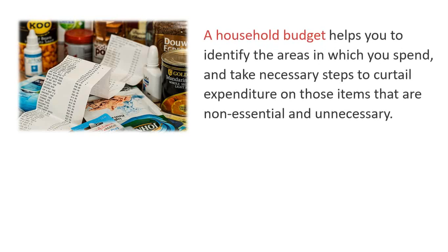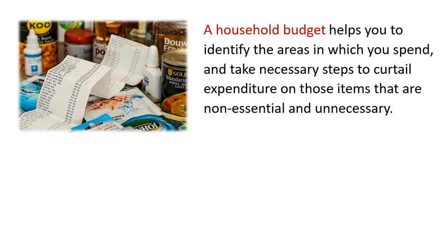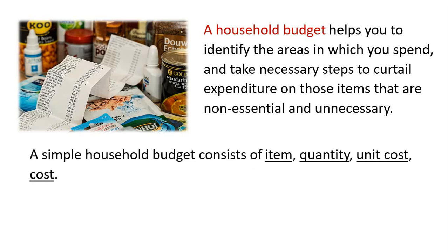What is the importance of household budgeting? Household budgeting helps you to identify the areas in which you spend and take necessary steps to curtail expenditure on those items that are non-essential and unnecessary. It helps you look at what is important and then you put money there. What's not important, you can maybe forego it or postpone it. A simple household budget consists of item, quantity, unit cost, and then cost.